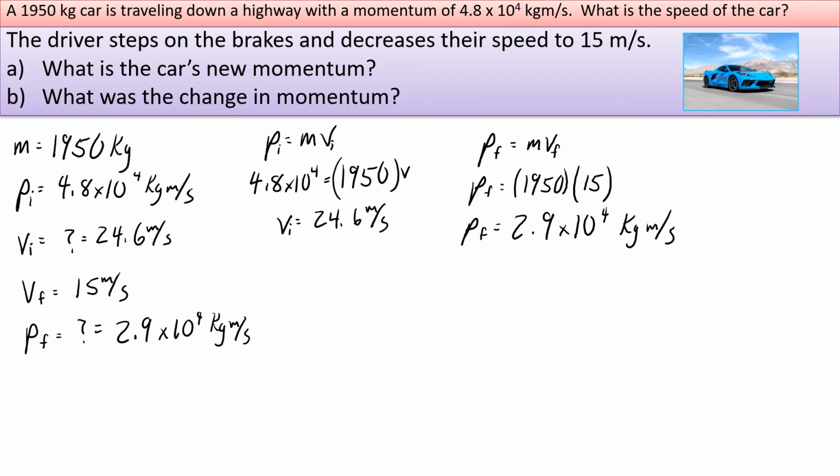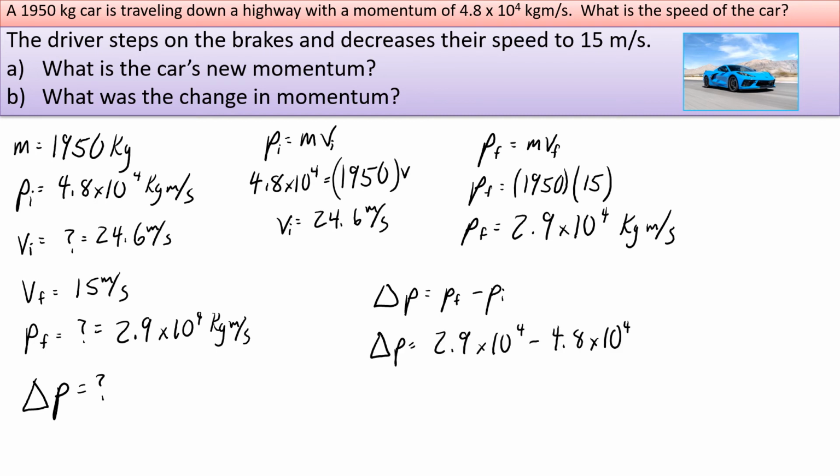Then it says, what is the change in momentum? So remember, for change, we use the delta symbol. The change in momentum is what we want to know, right? So we could actually make a little formula here. The change in the momentum is equal to the final momentum minus the initial momentum. That'll tell you how much you changed your momentum by. So you substitute in, and if you do final minus initial, you end up getting a negative number.